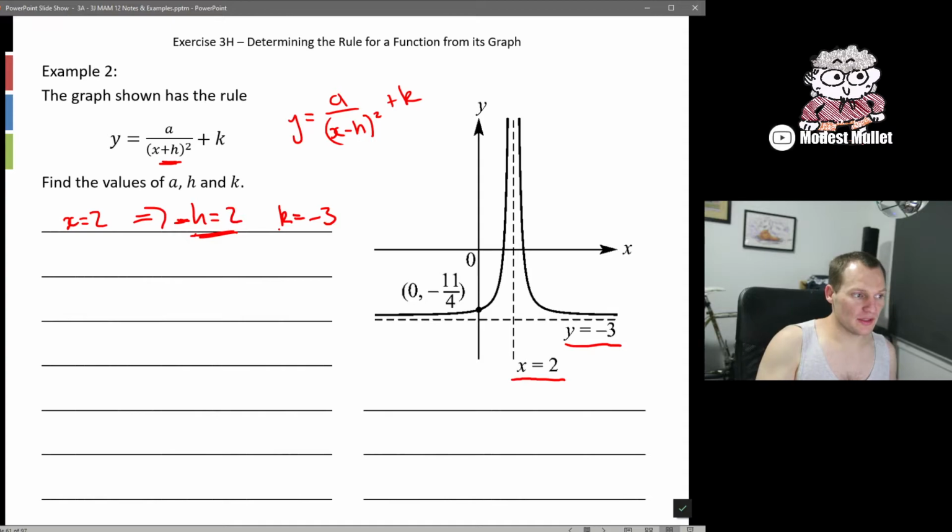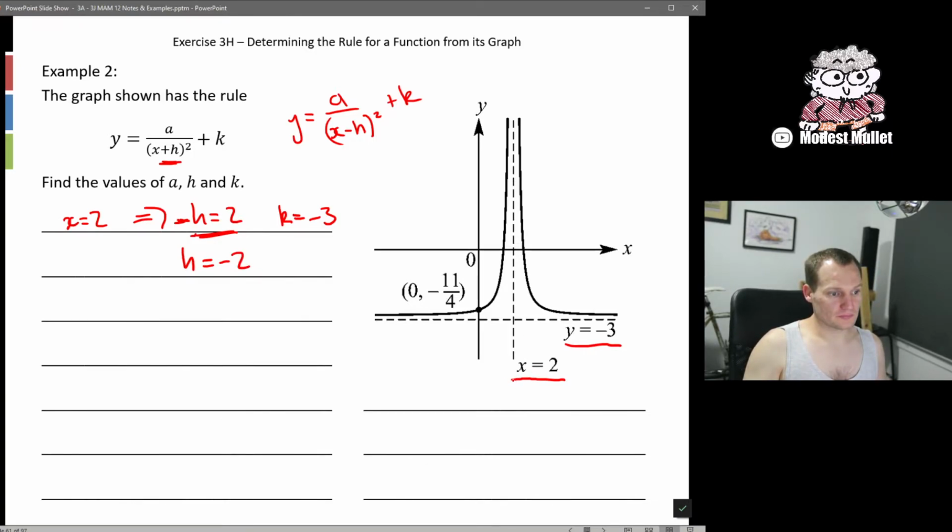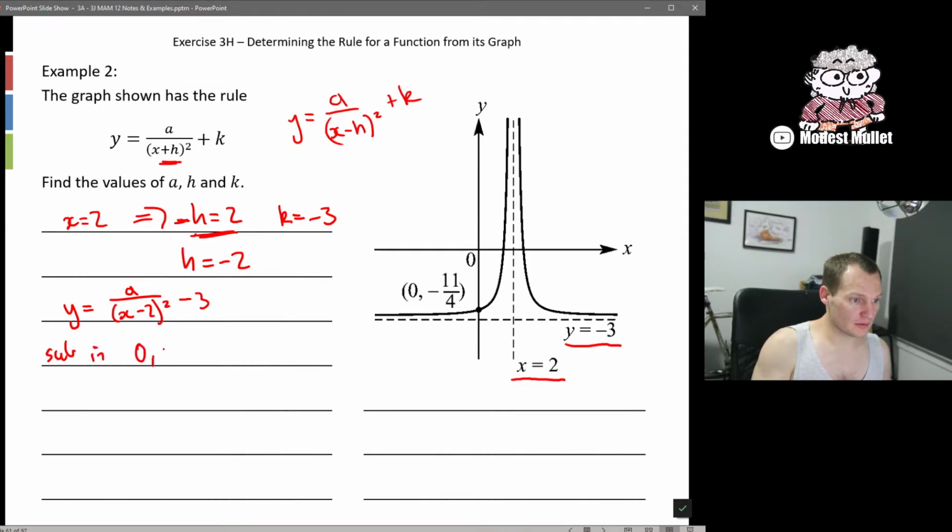So if we sub these in, because there's that plus in there, we actually have to write h is equal to -2. So we get y is equal to a on x minus 2 all squared plus, subtract -3. So we've got already 2/3 of it done. We've got h and we've got our k value just by looking at it, because we know these patterns in the transformations. All that's left is we have to sub in our other point. So we're going to sub in -11 on 4 to find a.